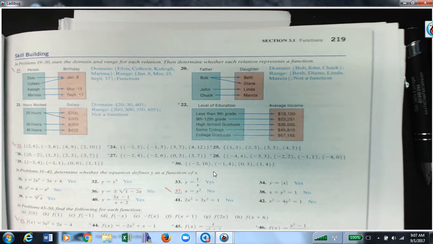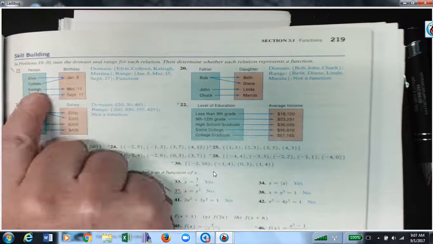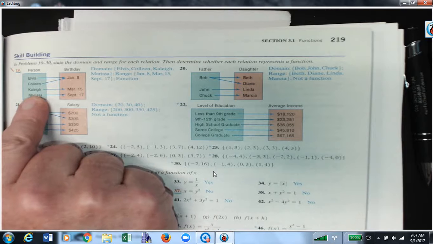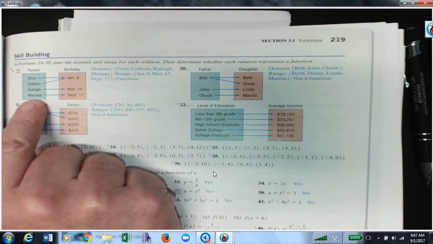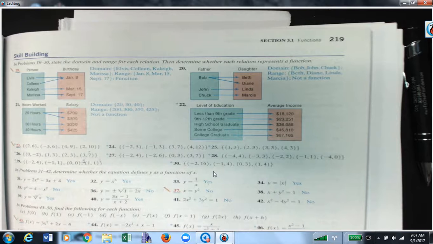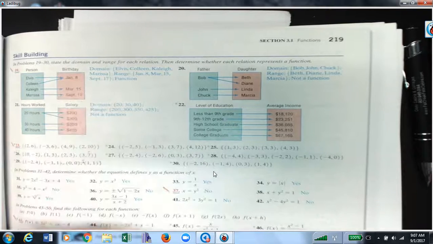Okay, if you were to see something like this, that's a function, and we can see that the domain would be the set containing Elvis, Colleen, Kaylee, and Marissa. I've got the 7th edition of this book, the latest edition, so the pages and the problems won't match exactly. If it's not matching yours, don't worry about it. The range would be the set of birthdays.